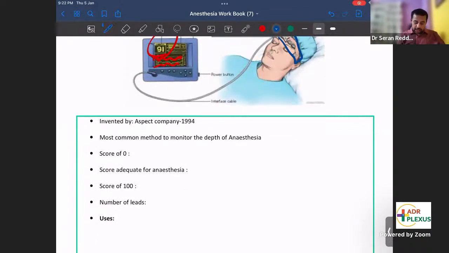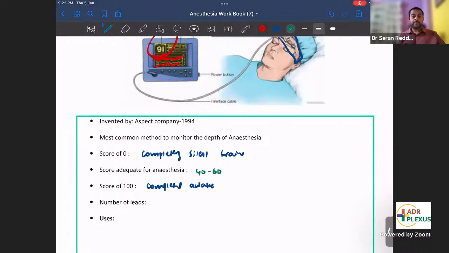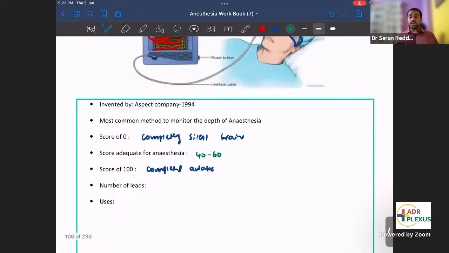A score of 0 is a completely silent brain. A score of 100 is completely awake. And for us, the important thing is that the score adequate for anesthesia is 40 to 60. 40 to 60. Now the question comes.